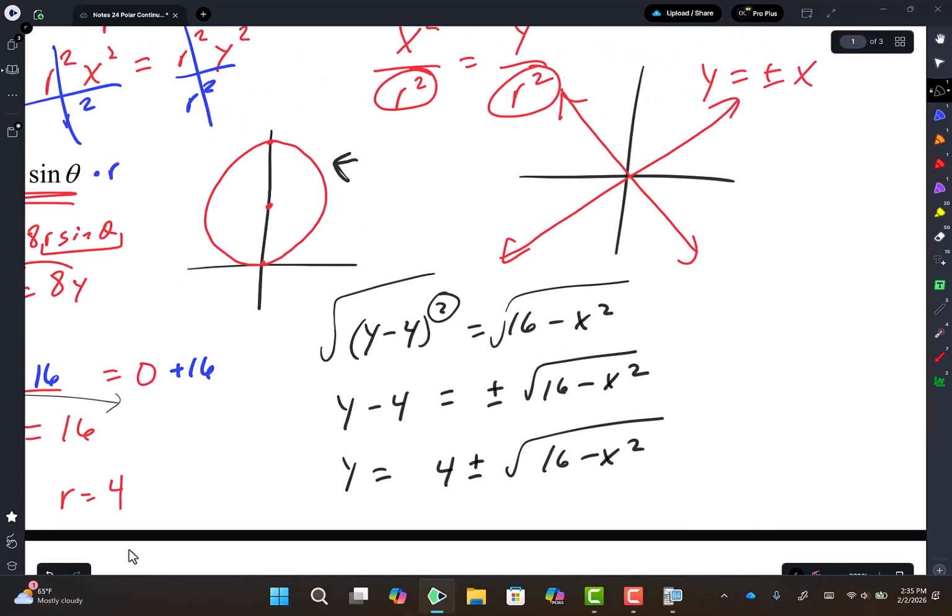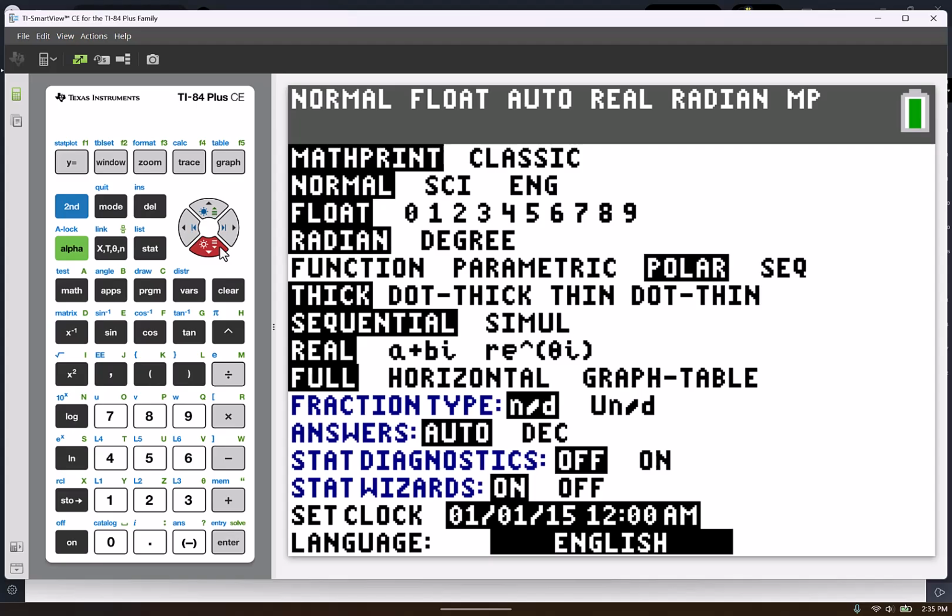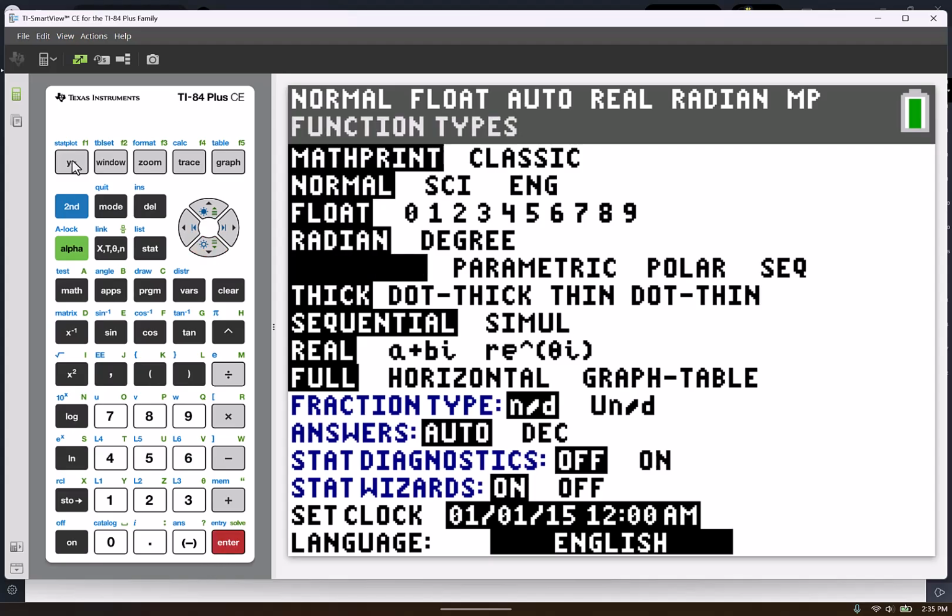You guys don't believe me? Watch. Look at this. I'm going to go to mode. I'm going to change my mode to function. And now look, I'm going to y equal, y1.